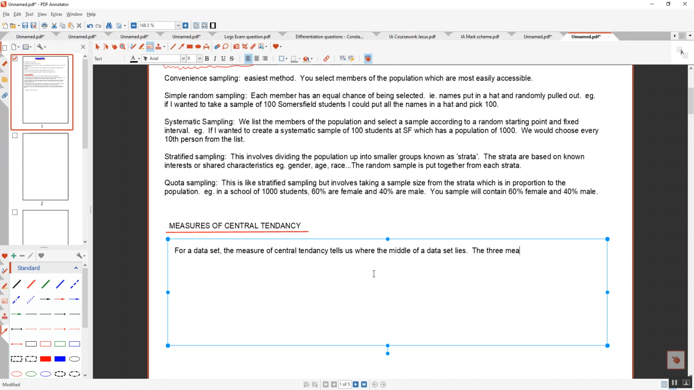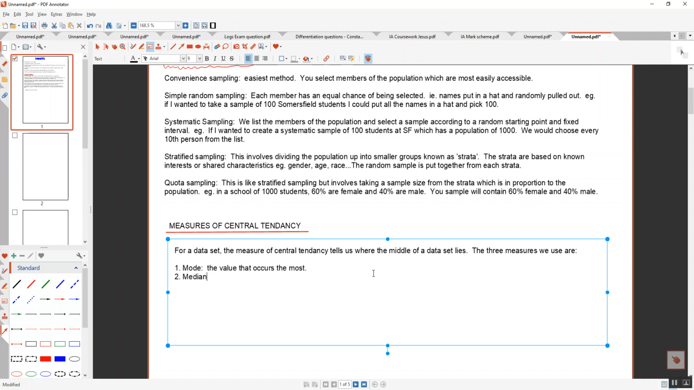The 3 measures we use are, so the first one, the mode. Now what's the mode? The most occurring value. Yep. The value that occurs the most.